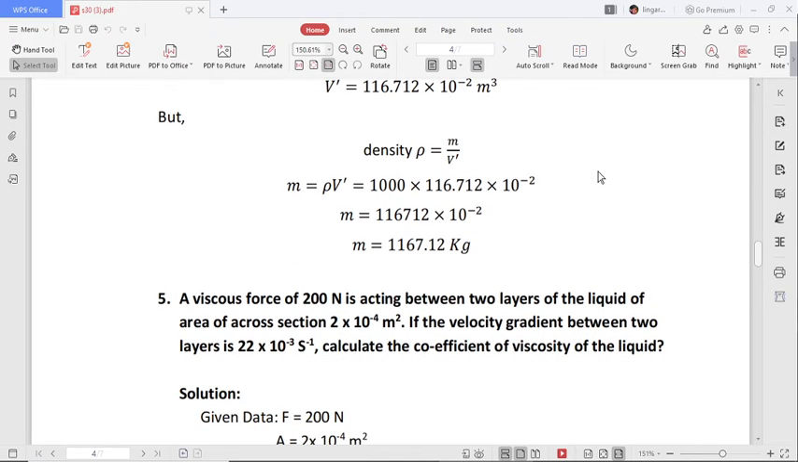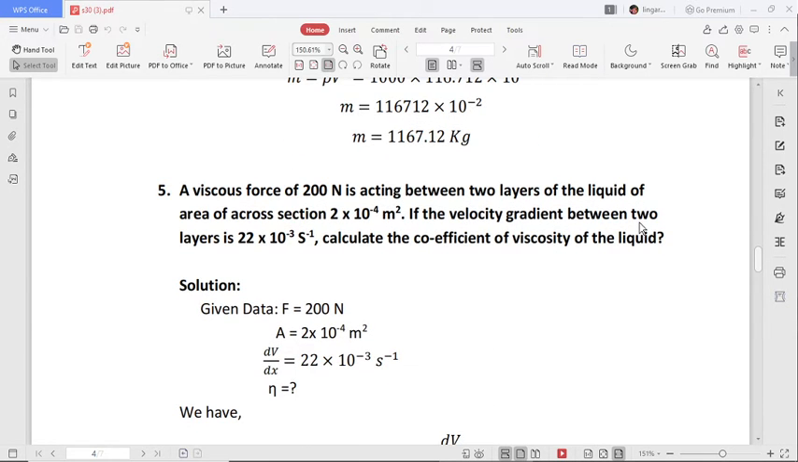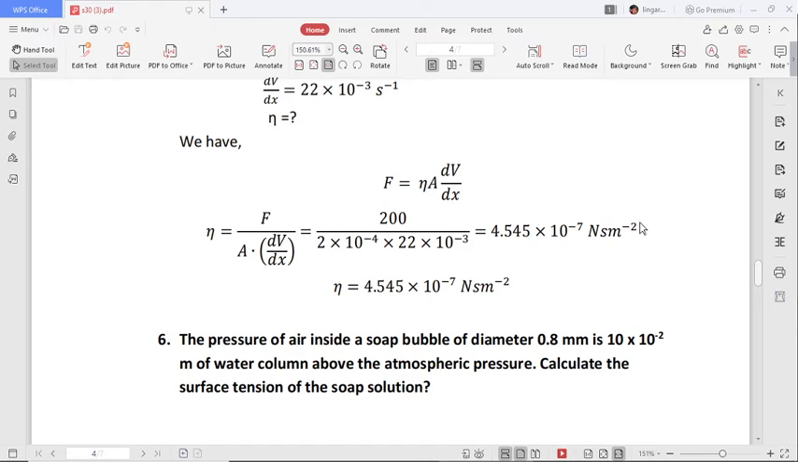Density rho is equal to m by V prime. So m is equal to rho V prime, that is 1000 into 116.712 into the power of minus 2. So m is equal to 1,16,712 into the power of minus 2, that is, in kg we are going to express, 1167.12 kg. So that is about the mass. Next we come to the fifth problem. You see, it is also a very simple and interesting problem.